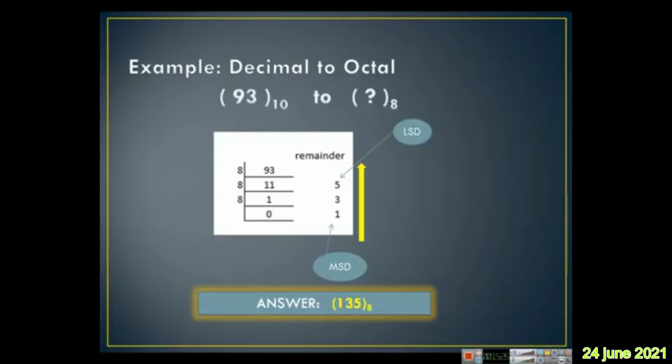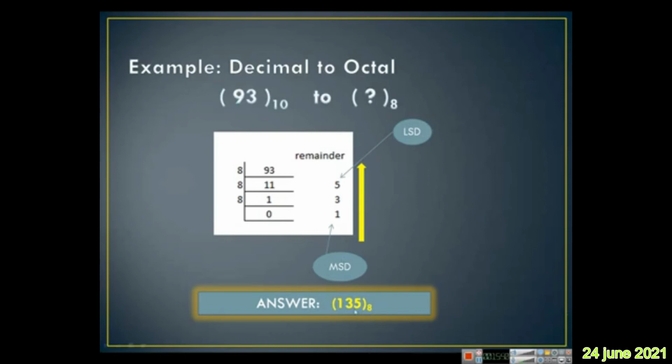93 of decimal. What is the value in octal? So, go on, divide 93 by 8. When I divide 93 by 8, 8 elevens are 88, remainder will be 5. Then 8 ones are 8, remainder is 3. Then 8 zeros are 0, remainder is 1. Read in reverse order, that is 135.